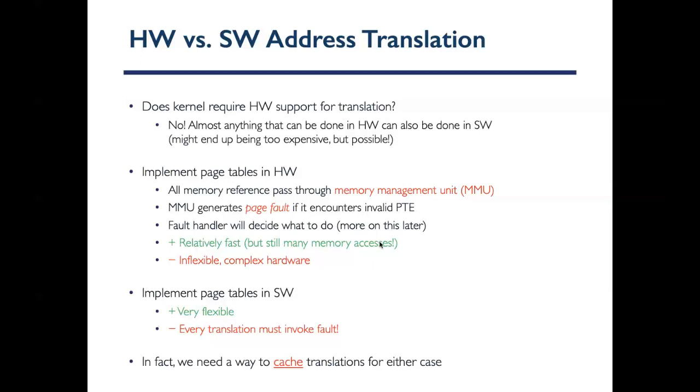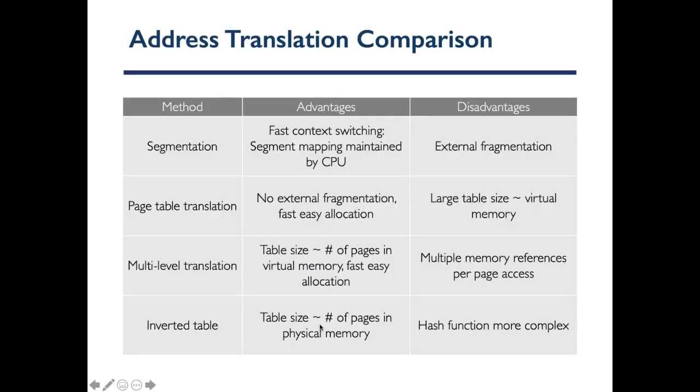This is a summary of all the things that we've seen: segmentation, page table translation, multi-level translation, and inverted tables. What are the advantages? What are the disadvantages? I'm going to go through, so it's just for your reference.